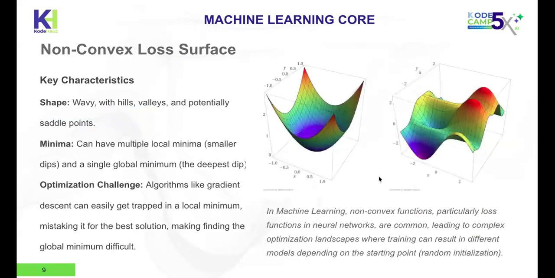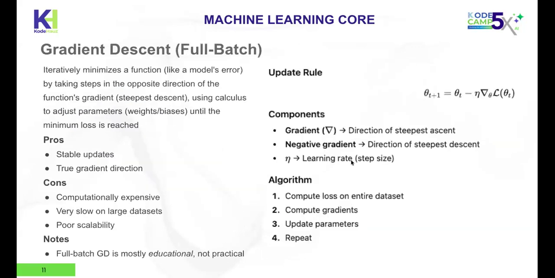When you train it. Okay, so let's now talk about the actual optimization algorithm. So we talk about gradient descent. Gradient descent is basically what we have seen. You iteratively minimize the function by taking steps in the opposite direction of the function's gradient, steepest descent. We've seen that, so I'm not going to go through that. And you use calculus to adjust the parameters.